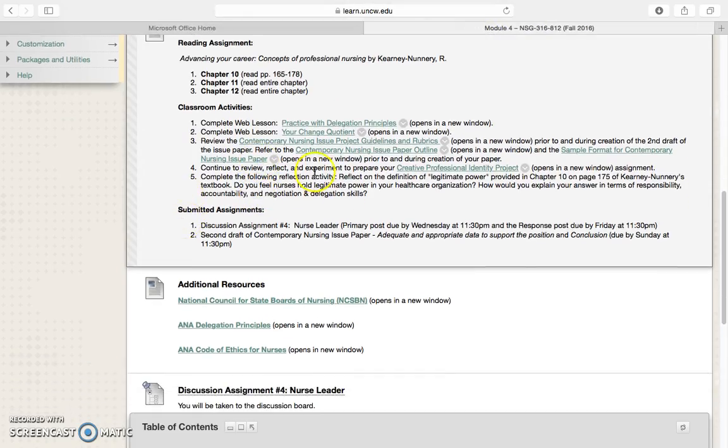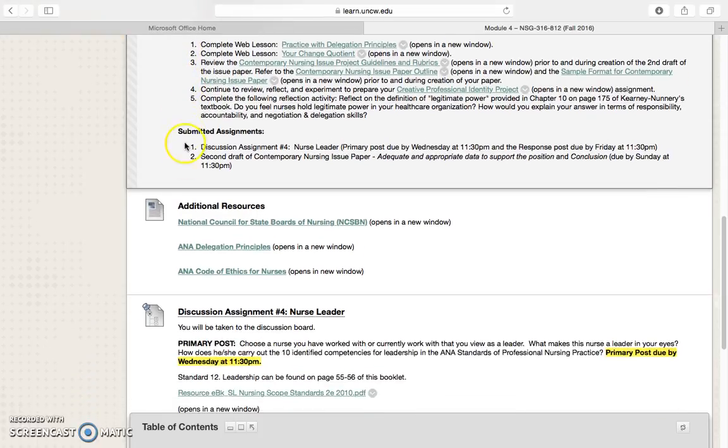In addition to looking at your creative professional identity project rubric, there is a reflection activity that we would like for you to complete. This is number 5. Again, all of your classroom activities are not submissions for grades. They are simply activities to help with your learning and your knowledge in the course. What you will be submitting this week is your discussion board assignment number 4.